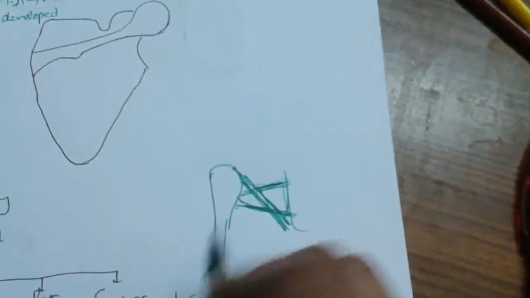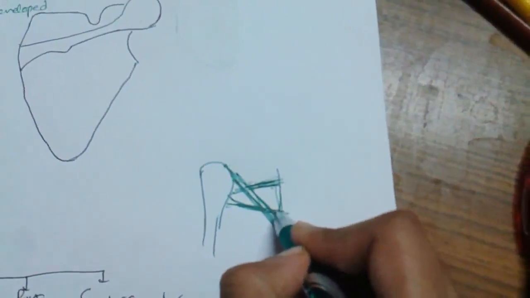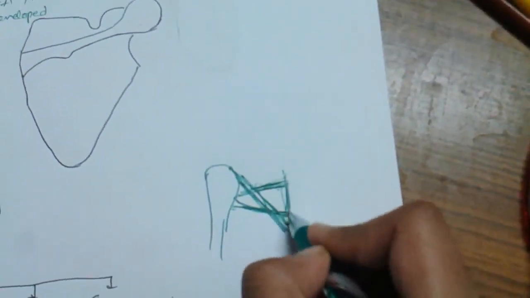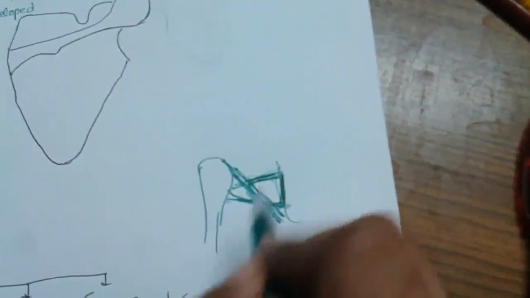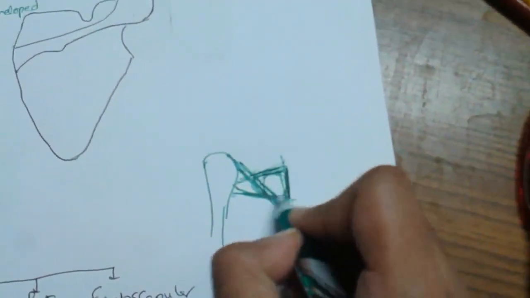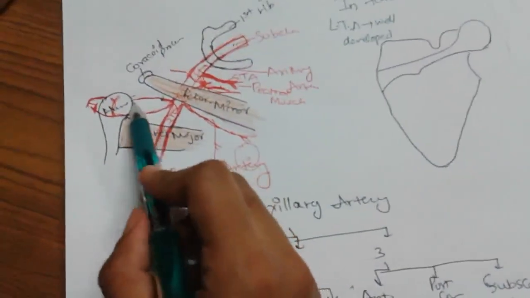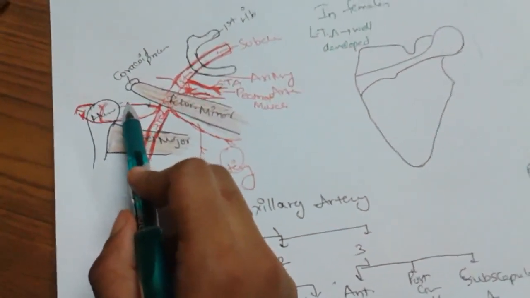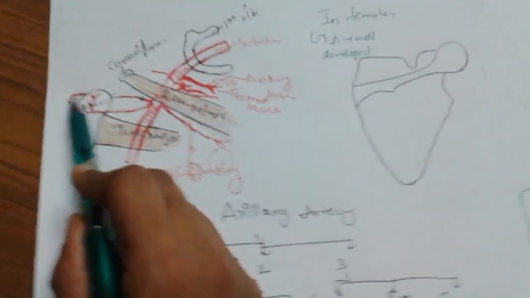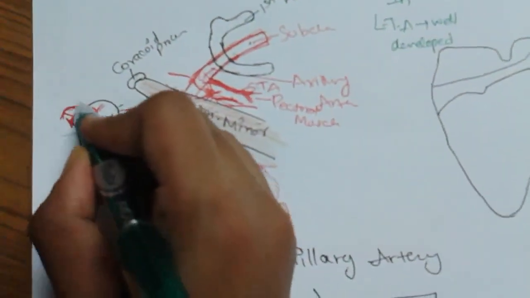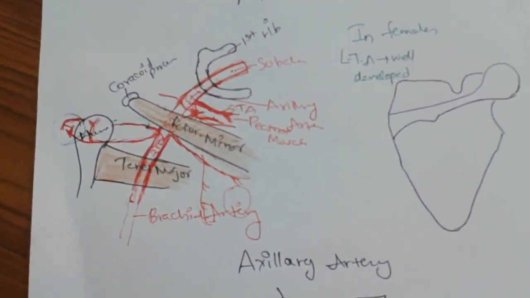So this quadrangular space is formed above by the teres minor, below by the teres major, medially by the lateral border of scapula, and laterally by the long head of triceps. So through this quadrangular space, which is here, the artery passes and then goes backwards. It winds around the surgical neck of humerus, that is posteriorly, and then it anastomoses with the anterior circumflex humeral artery. So here is the anastomosis, which you can see here. So this is the posterior circumflex humeral artery.